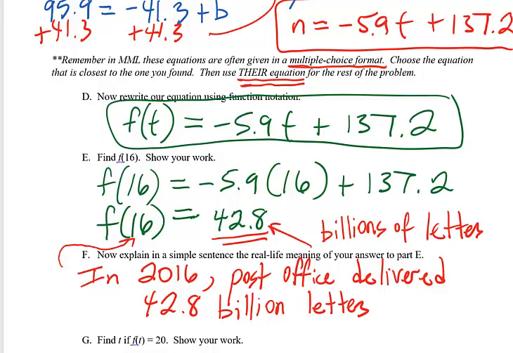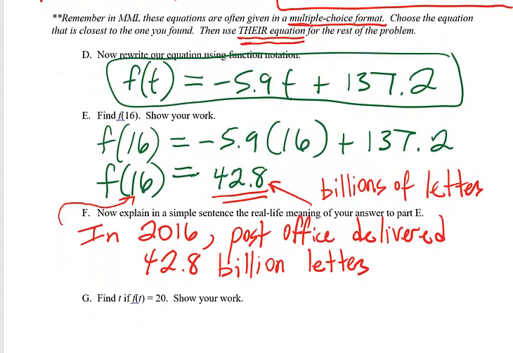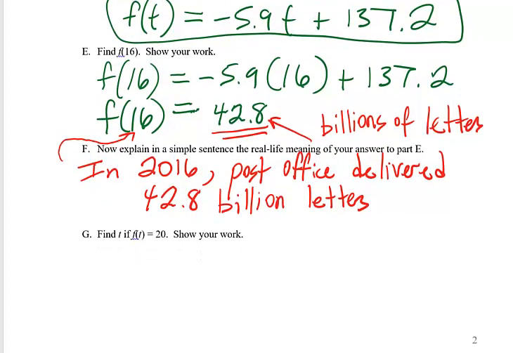Okay, let's try using this again. So now here's another math question, and then once again we'll try to give some meaning to it. This one's worded a little bit differently. Find t if f of t equals 20. So again, the question is, what's 20?